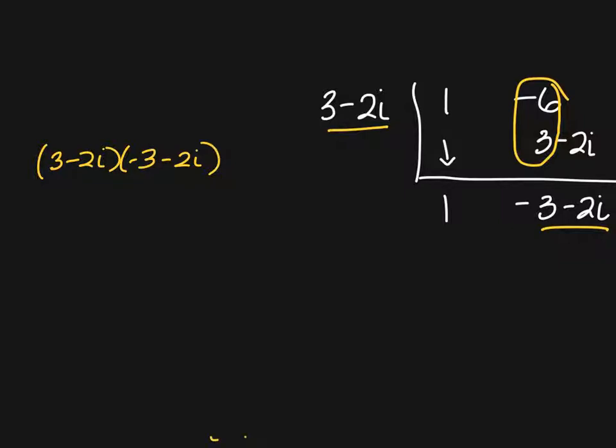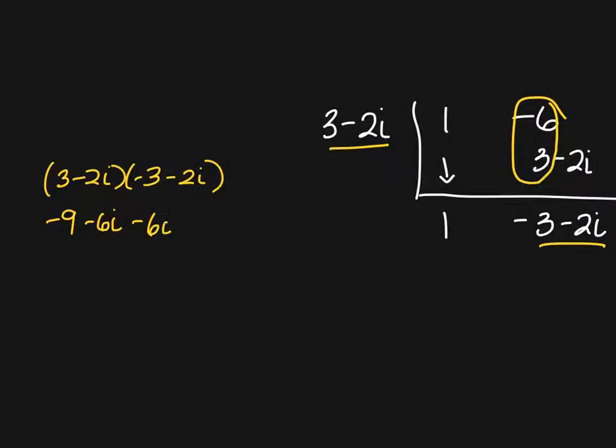So yes, 3 times negative 3, that's negative 9, but what else do I get? Negative 6i, and then positive 6i, and then positive 4i squared. Okay, so my negative 6i, whoops, that was a positive 6i. You said positive, I just wrote it down wrong. Okay, those two cancel out, and then I want to change my i squared to be a negative 4, which means altogether I end up with negative 13.